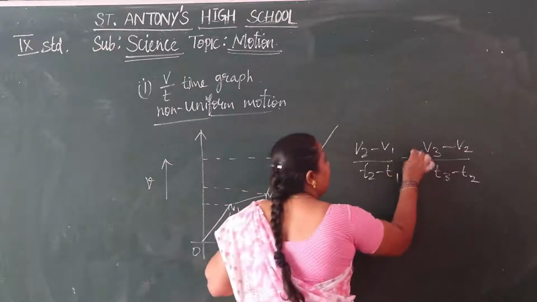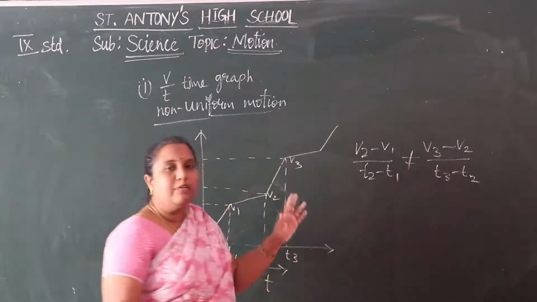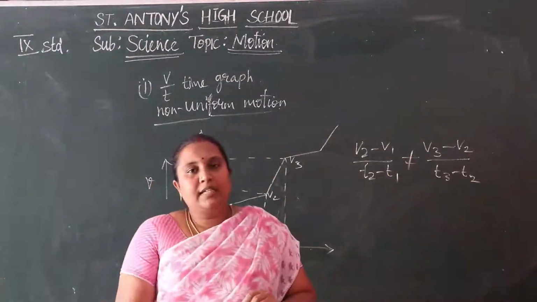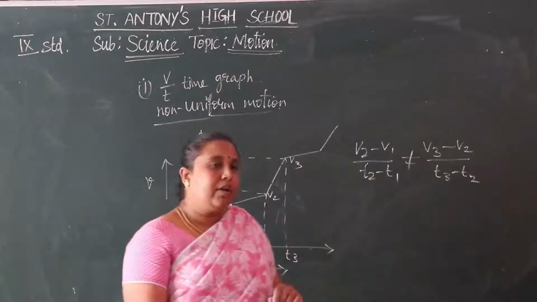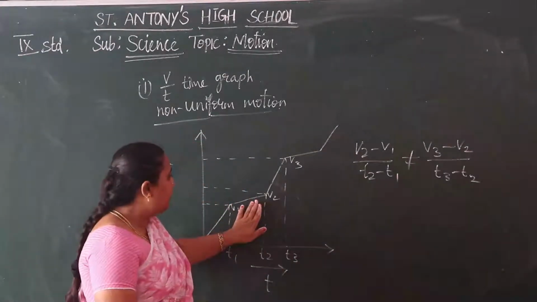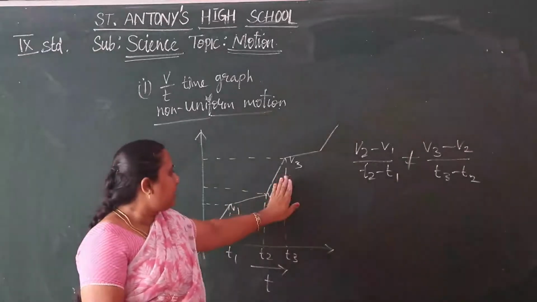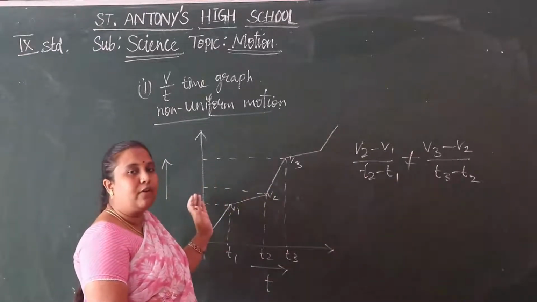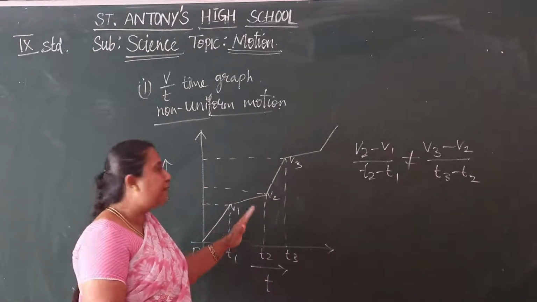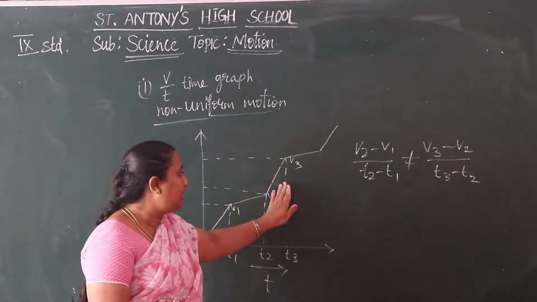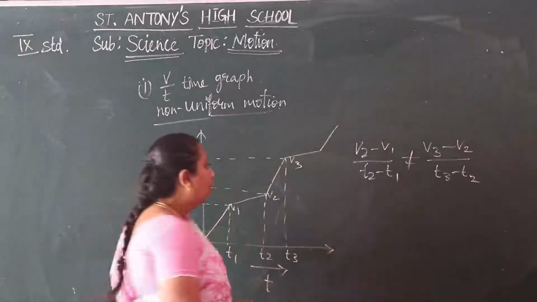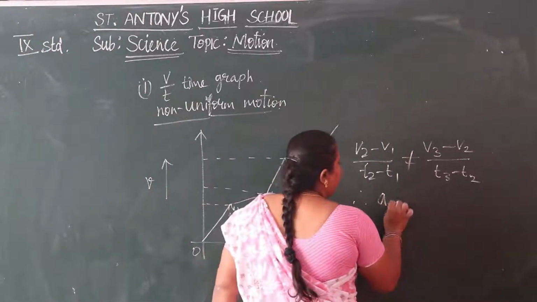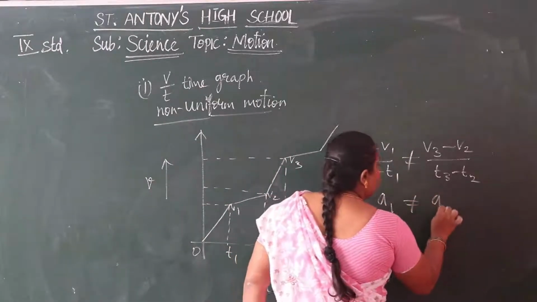Therefore these two are not equal: (v2 − v1)/(t2 − t1) is not equal to (v3 − v2)/(t3 − t2). This is the acceleration a1 and this is the acceleration a2 we are taking. Therefore, in non-uniform motion on a velocity-time graph, acceleration 1 is not equal to acceleration 2.